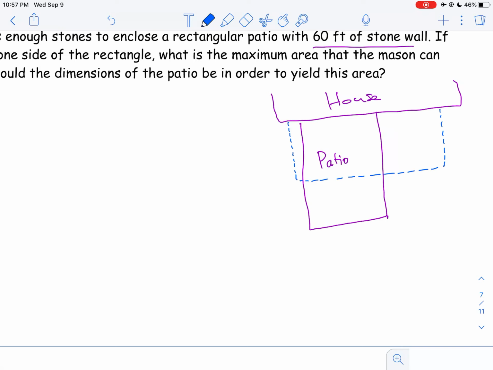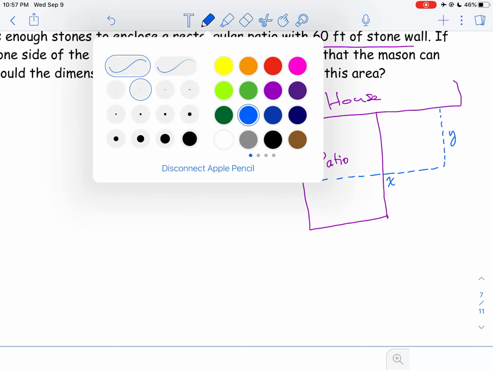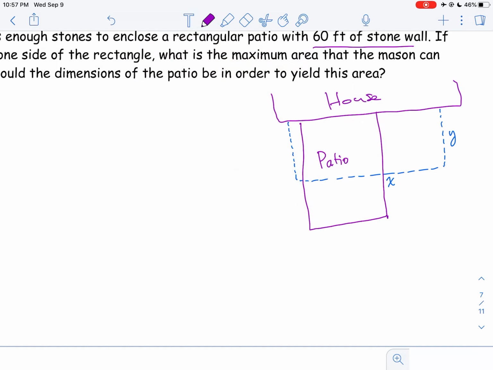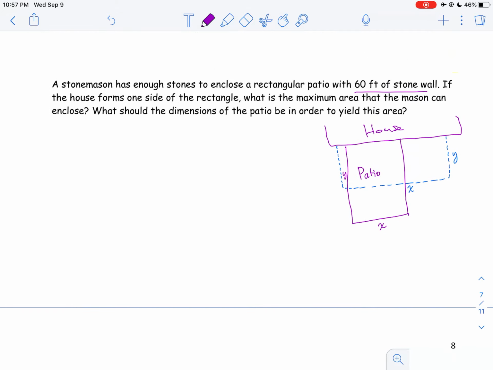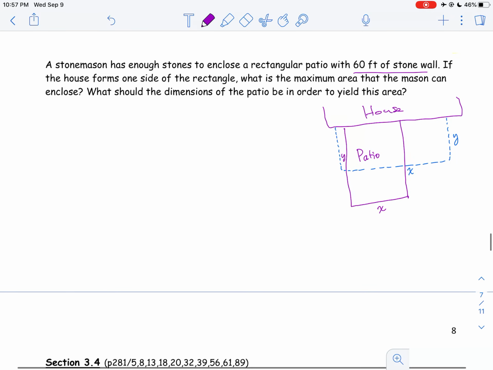So what I'm going to do is I'm going to call this dimension x and this dimension y. And the reason I'm going to do this is I'm going to do this in a general sense and set it up so that I can find an equation for the area, because that's what I'm interested in. I want to maximize my area here.